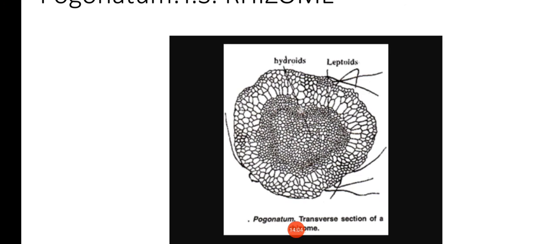The hydroids, the whole compact unit is called the hydrome. These are elongated, thin walled cells. These are scattered in the stereids in groups of 2 to 3, and the main function is water conduction, which is similar to the xylem of higher plants. And the leptoids are present next to the endodermis and are comparable to the sieve cells of higher plants.